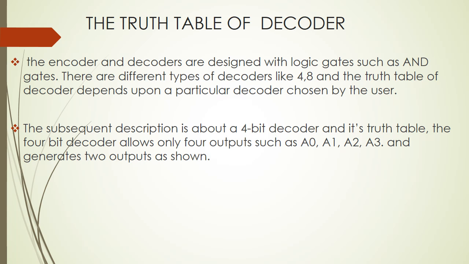So the subsequent description is about a 4-bit decoder. We are going to work on the 4-bit decoder, and its truth table allows only 4 outputs, such as A0, A1, A2, and A3, and generates 2 outputs as shown on the diagram. We are going to see the diagram on the next slide.